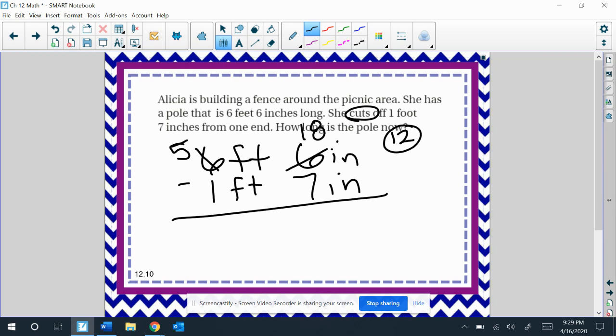That is what goes on top, not 16. We are not doing base 10. We are doing base 12. That is why this is circled. Now I can subtract. 18 and subtract 7, I get 11 inches. That is less than my 12. I'm good there. And 5 and I subtract 1, I get 4 feet. We have a pole that is 4 feet 11 inches.